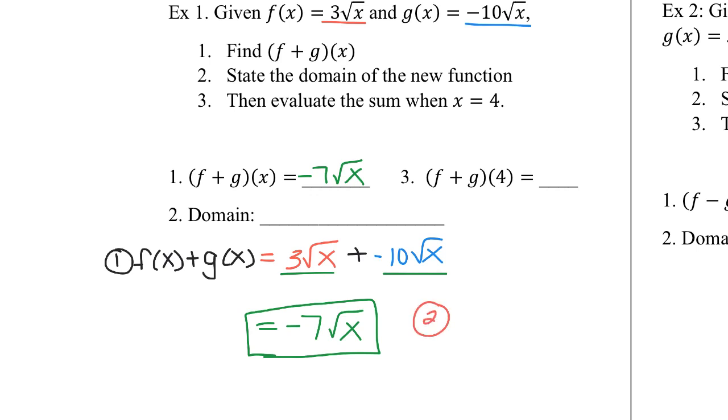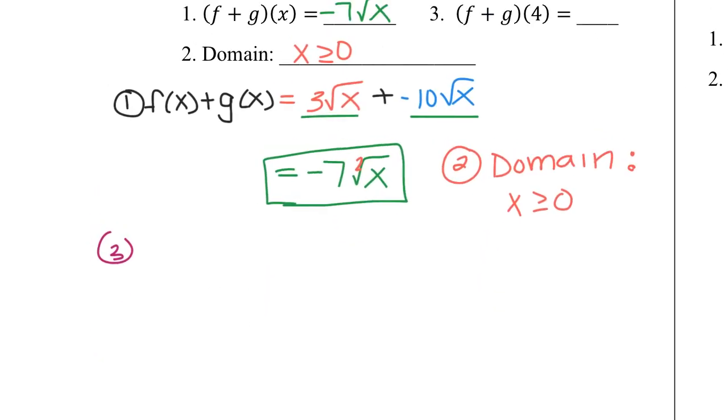So part 2, domain. Now the rule that we have to keep track of for this one is the even indexed radicand, because this is actually a 2 as the index. These cannot have negative numbers. They can have 0, but not negative. So my domain would be x greater than or equal to 0. And the last part, step 3, asks you to evaluate the sum when x is equal to 4. So step 3, we are actually going to evaluate (f + g)(4).